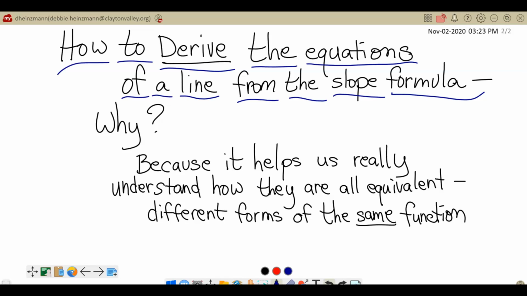So this is the title, How to Derive the Equations of a Line from the Slope Formula. And why do we want to do this? Because it helps us really understand how all of the forms of a line are the same equation. They are different forms of the same function.